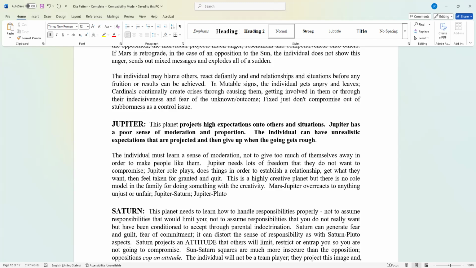I used to cook in order to establish a relationship because that's what my mother did. But once the relationship is established, I don't do that anymore. And then people feel, well, you changed. I thought you loved to cook, but you're not cooking anymore. And I hate to cook. I just did it to establish the relationship. So with Jupiter, you do certain things to establish a relationship. And once it's established, you start to feel taken for granted when they're expecting you to do things that you don't really like doing. And then you're more inclined to quit.